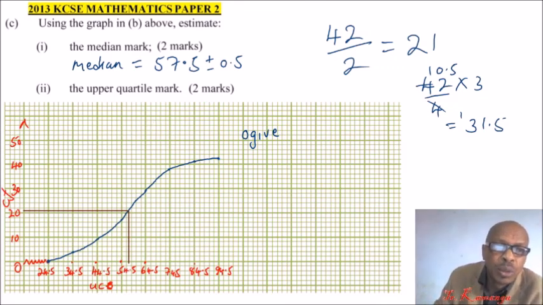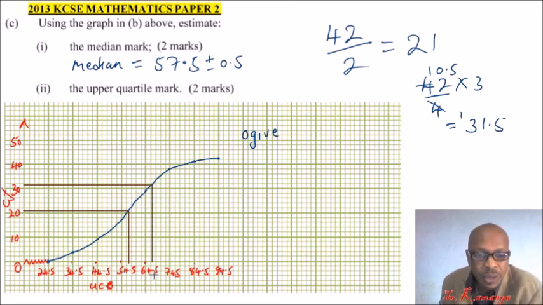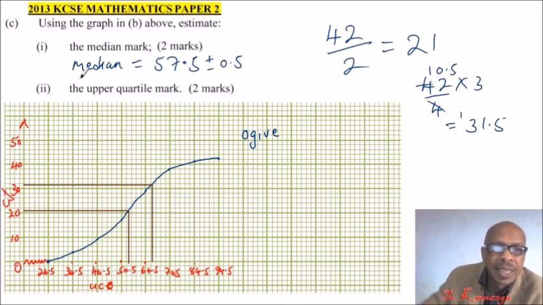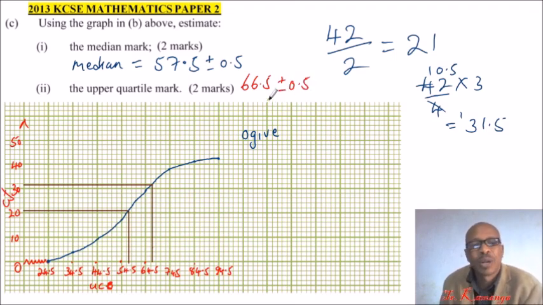So what you do, you do the same as with the median. You identify 31.5, which is roughly there. You get it's around there, then you drop down to get the value, and this will give you 66.5. So this is 66.5 plus or minus 0.5, you accommodate the error.